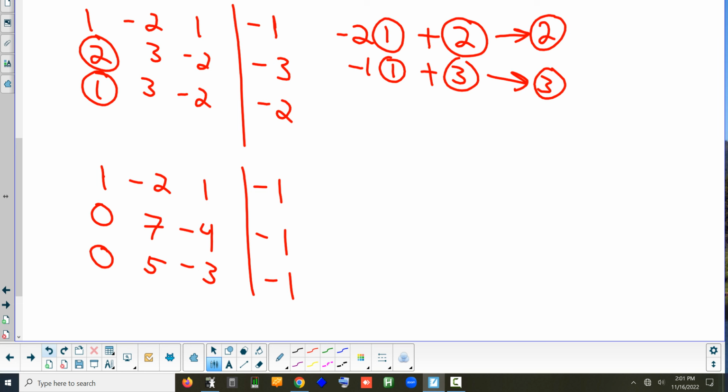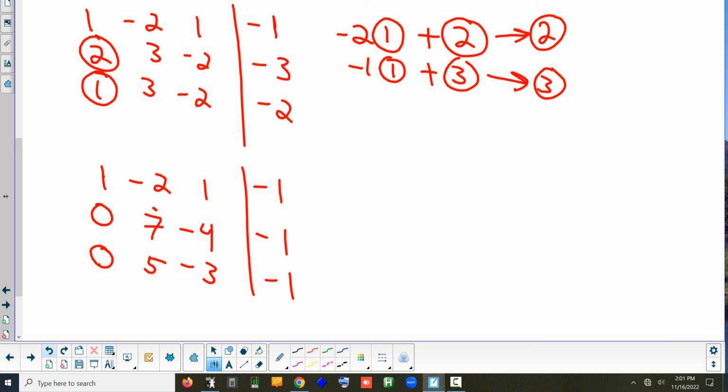Alright, so we've got the 1, we've got a 0, we've got a 0. The next thing that we want to do is get a 1 in this middle spot. Not a huge fan of that 7, but that's what we've got, so we're going to have to work with that 7. You have to use the bottom 2 rows for this, right? Yeah, we're going to just focus on the bottom 2 rows.